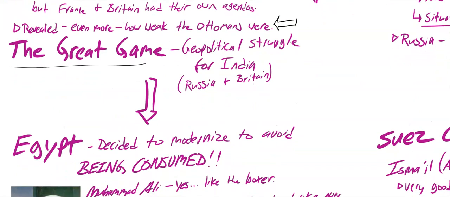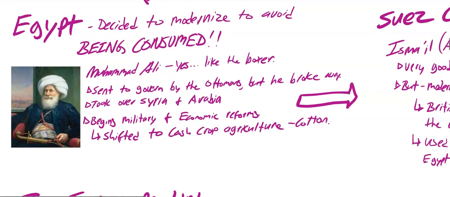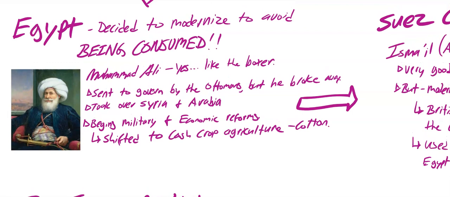The Great Game was more competition between Russia and Britain over, in this case, parts of India and parts of Afghanistan. And so ultimately, we're about to talk about Egypt and Persia. Well, Persia fell to both spheres of influence from the British and the Russians. But Egypt is going to get ahead of the game. Kind of like Menelik with Ethiopia, the Egyptians start thinking, hey, we have a choice here. We can either modernize or we can be consumed.